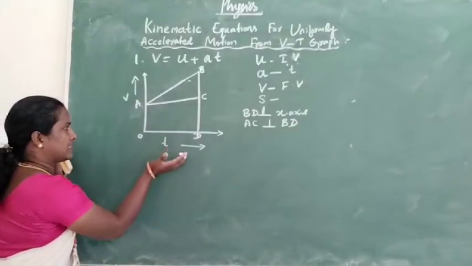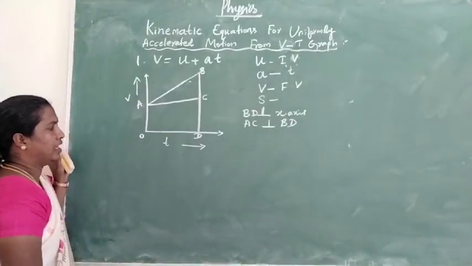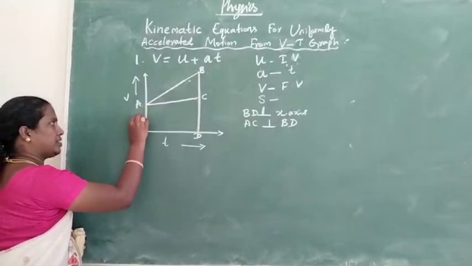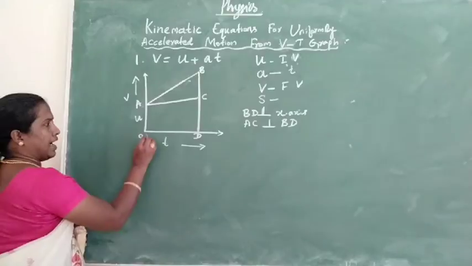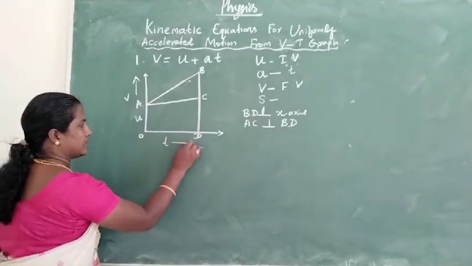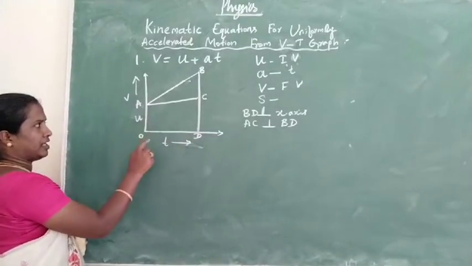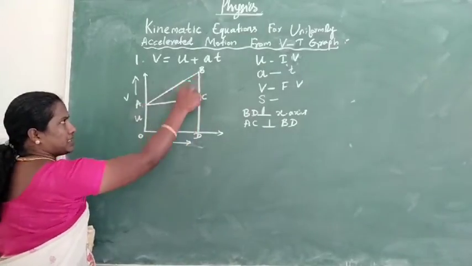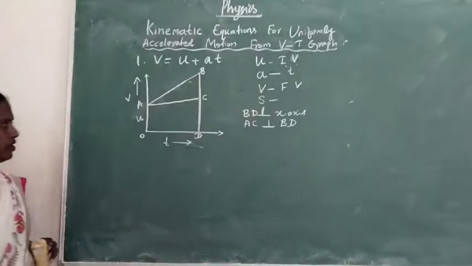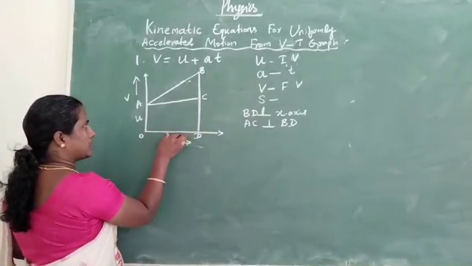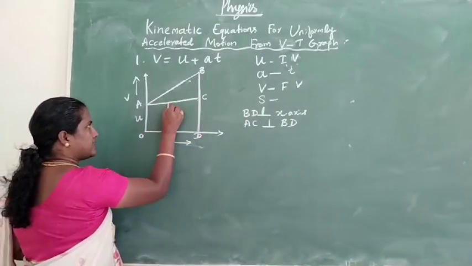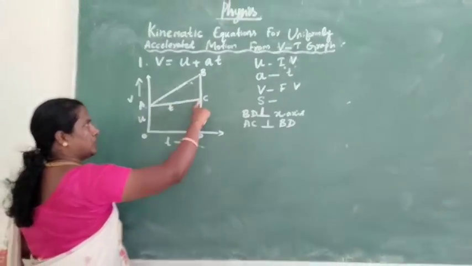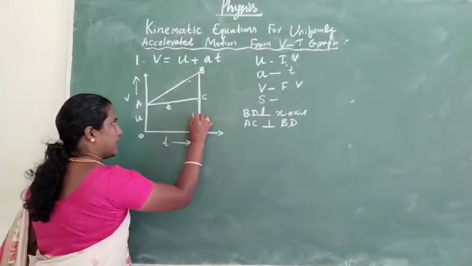After construction, from the figure, we can write some values. Since OA is the initial velocity, we can represent it as U, and OD is time. Here in this figure, OACD is a rectangle and ABC is a triangle. Here OD is opposite to AC, therefore AC can be taken as T. Similarly, OA is parallel to CD, so CD can be taken as the U value.